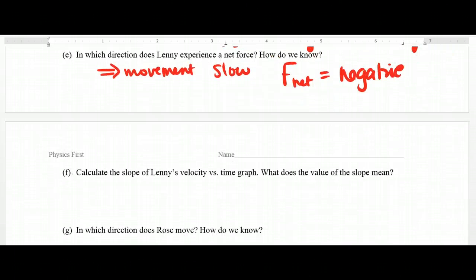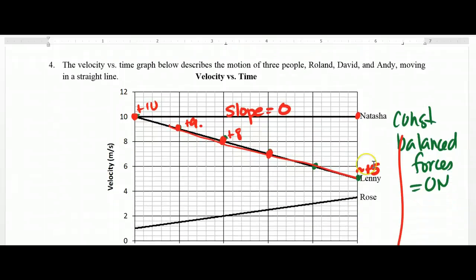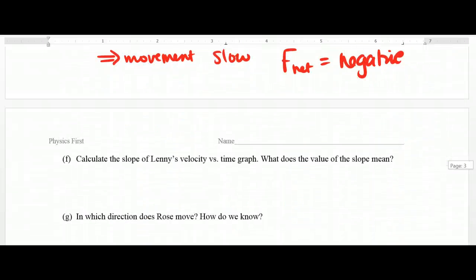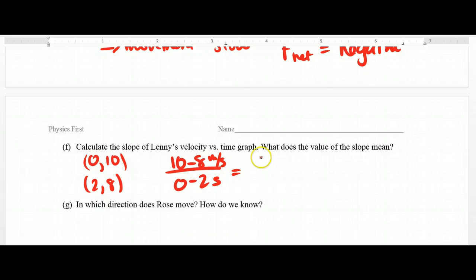All right. The slope of Lenny's velocity versus time graph. So let's go back up here. We'll just pick 2 points. Lenny starts at 8 to 10 over 2 seconds. So we'll take 2, 8 and 0, 10. 10 minus 8 over 0 minus 2 meters per second gives me 2 over negative 2, negative 1 meter per second per second. And that means that each second, Lenny's speed decreases by 1 meter per second.